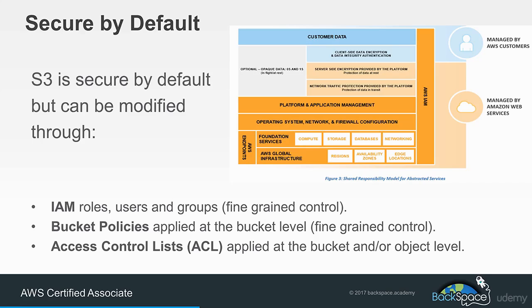The next thing that you can do, which is an access control list, you can use for modifying the security. Now that's applied at either the bucket or the object level. And that is not fine-grained control, that is coarse control. So it does not have the level of control or the level of detail that you could get out of an IAM role or a bucket policy.